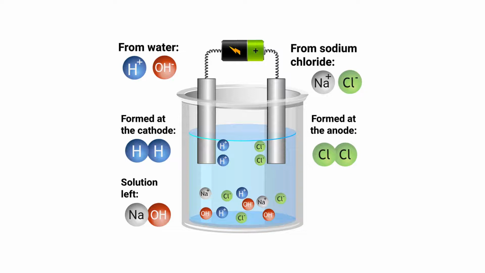Chlorine anions move towards the positive electrode, which receives an electron, and each two chlorine atoms combine into an electrically neutral chlorine molecule. Sodium hydroxide and hydrogen are formed at the negative electrode. Chlorine gas is formed at the positive electrode.